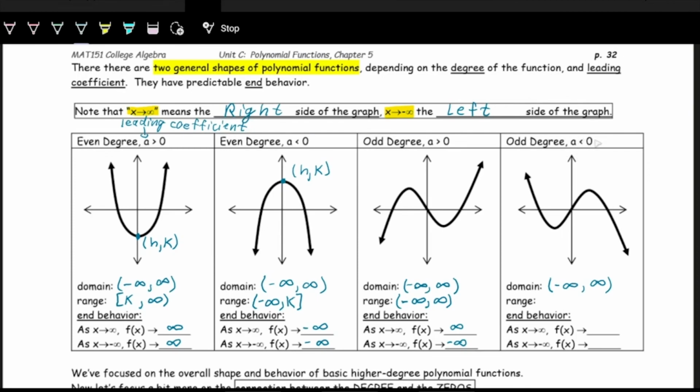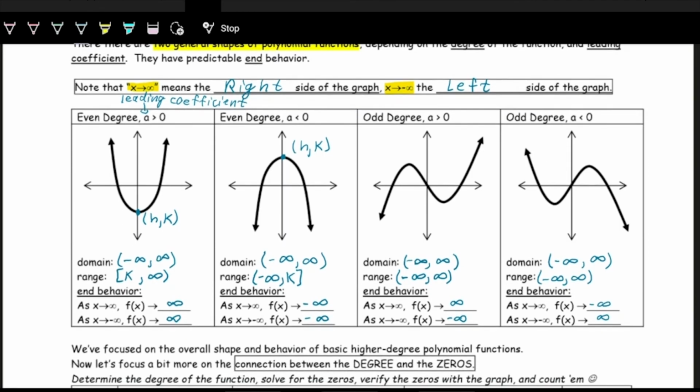And now when a is negative, when a is less than 0, we can take a look at it. The range is going to be the same: negative infinity to positive infinity. The end behaviors: the right hand side is now going down to negative infinity, and the left hand side is going up to positive infinity. So you can see that when we swap the sign of the leading coefficient a, that swaps the end behaviors. On the even degrees, when a is positive, it's going up to positive infinity.